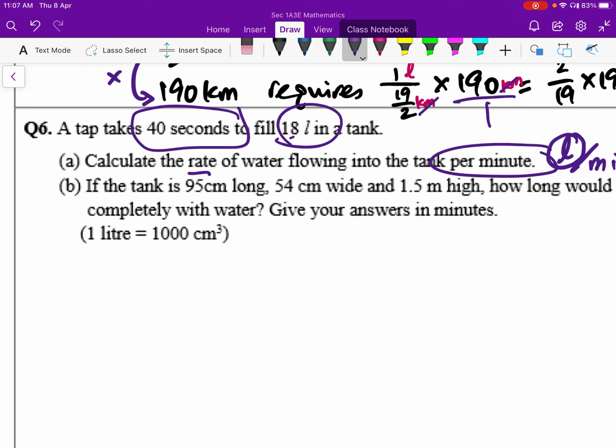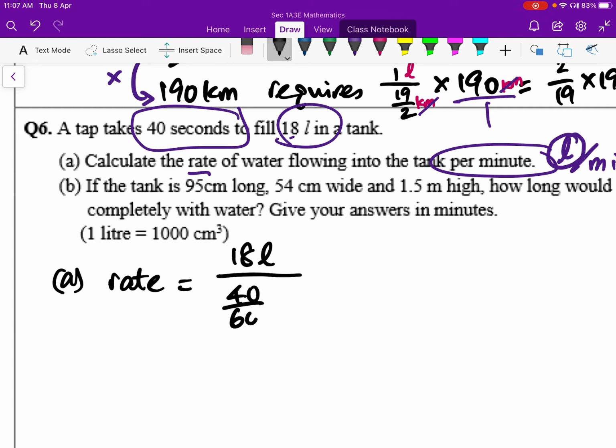So let's carry on with that. Part A, rate. So we put the volume in the numerator, 18 liters per. So you draw a line like this, you can call it per, or over, or divided by. Now 40 seconds. I don't want it in seconds. I want it to be in minutes. So to change your 40 seconds to minutes, 40 over 60 minutes. So now instead of 40 seconds, we have 40 over 60 minutes, which is 2/3 of a minute.